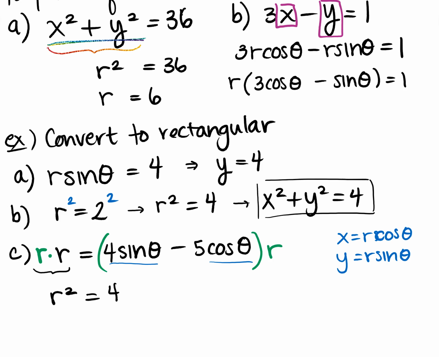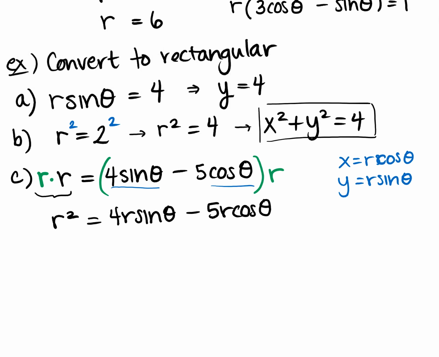If I take my r through here, I get 4r sine theta minus 5r cosine theta. And now we're raring to go, right? Look at what I have. I have my r sine theta. I have my r cosine theta. I even have an r squared, which is easier for me to work with than just a plain r. So what does r squared become? That becomes x squared plus y squared.